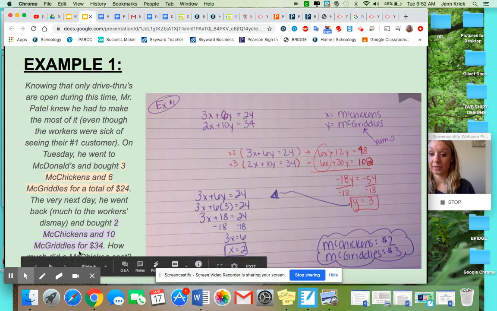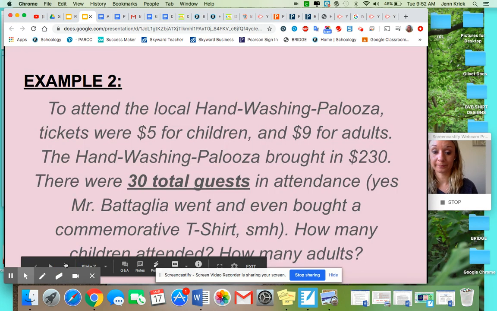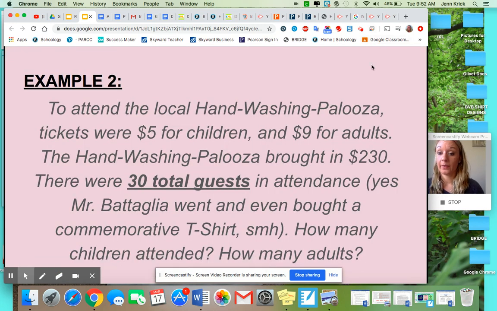All right, example number 2. Get your paper and pencil ready. To attend the local hand-washing palooza, tickets were $5 for children and $9 for adults. The hand-washing palooza brought in $230 in revenue. There were 30 total guests in attendance. Yes, Mr. Battaglia went and even bought a commemorative t-shirt. How many children attended? How many adults attended?